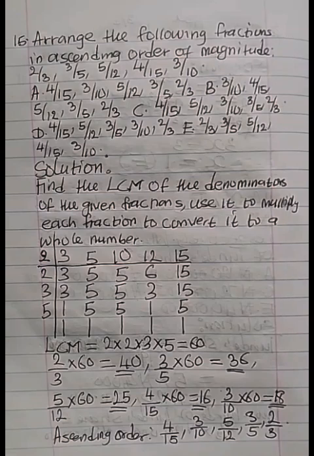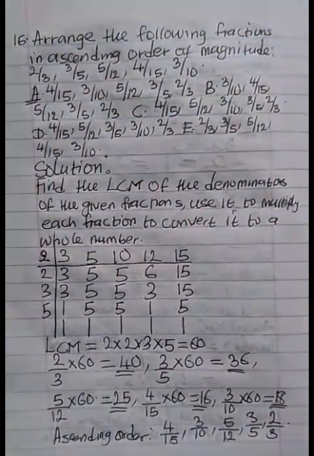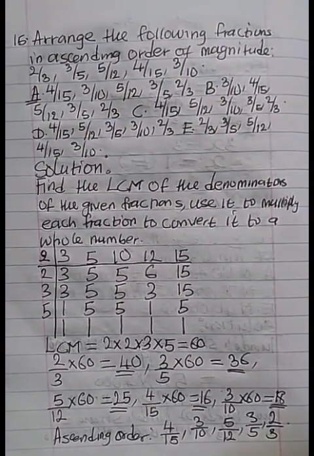By this, the correct option is, let's check for it, that is A. You have A. You see it? Very easy approach.